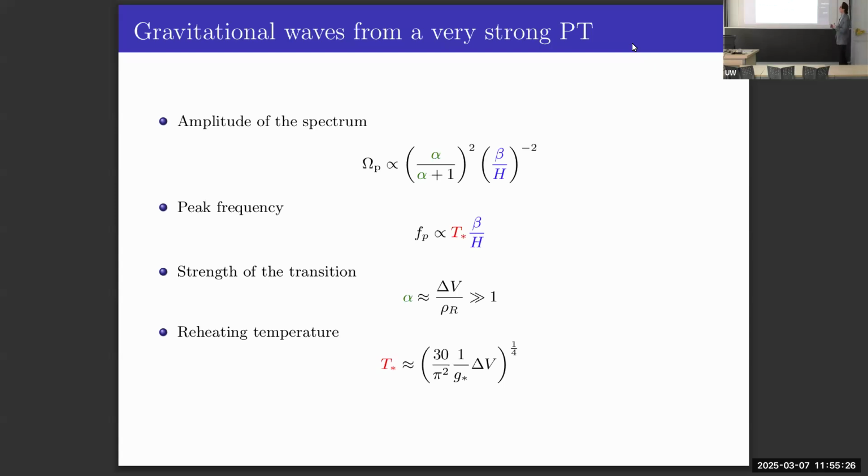Exactly. So indeed, this never happens in practice, but what one should take care of is that the number of e-folds of this secondary inflation phase isn't too long, because then we would end up in trouble with observational constraints on inflation.